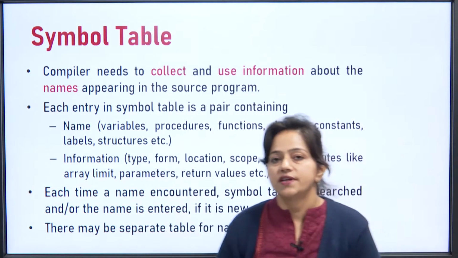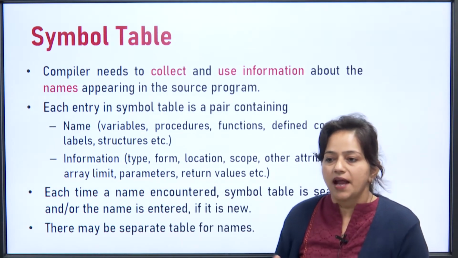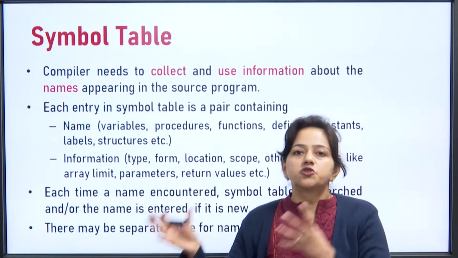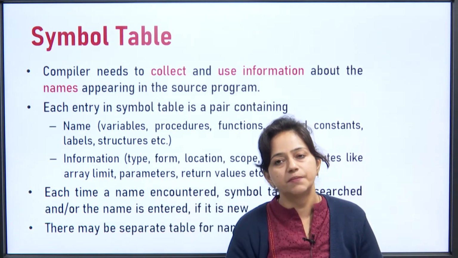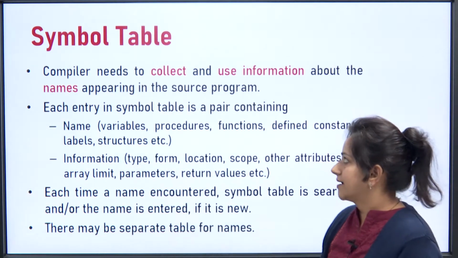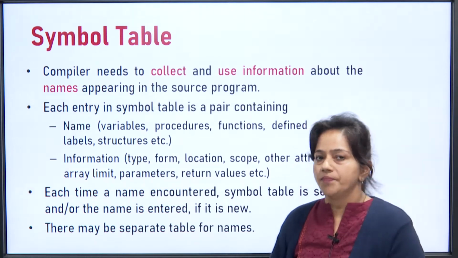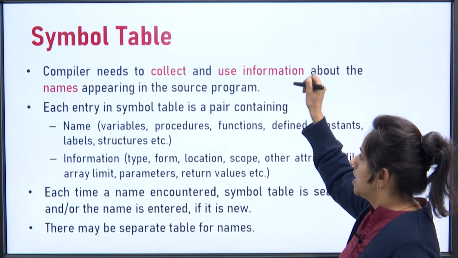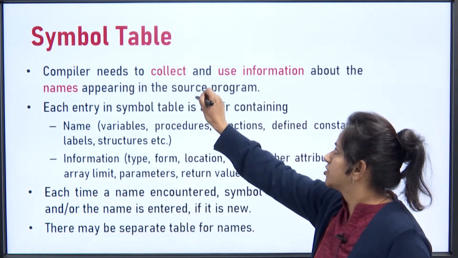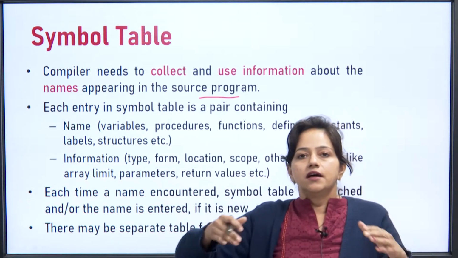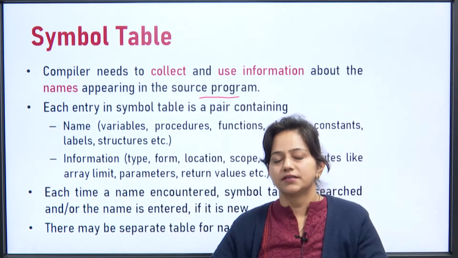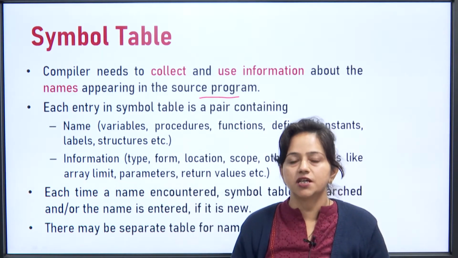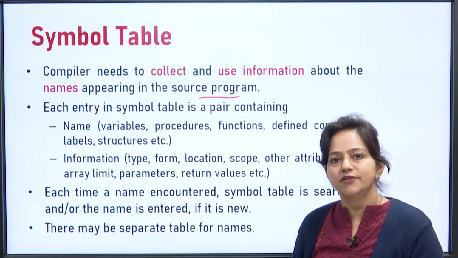What actually happens whenever we write some program is that the program contains various names and certain information that needs to be stored in some place, and that is the symbol table. This is that data structure. Here the compiler collects and uses information about the names appearing in the source program. While compiling, the compiler scans the source program and collects and uses information about the names that appear in it.